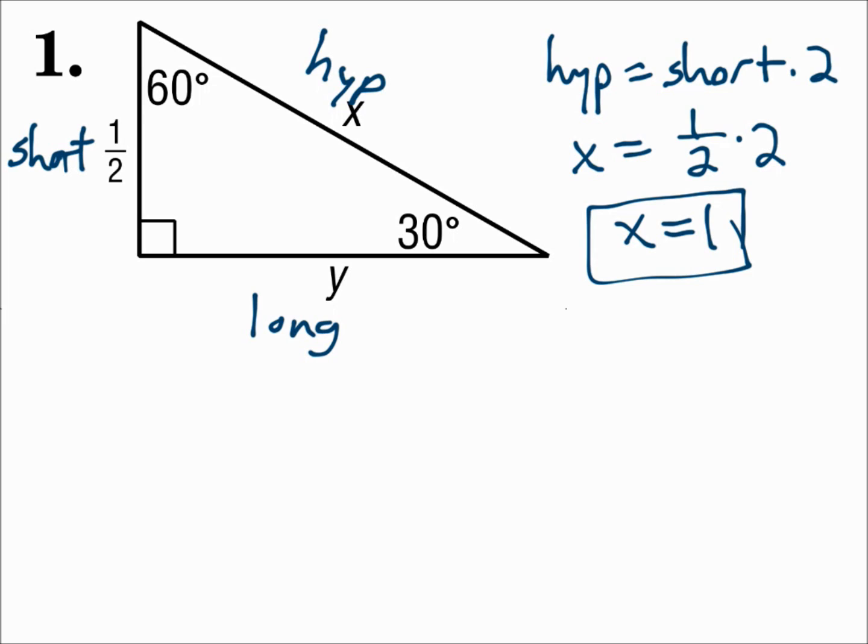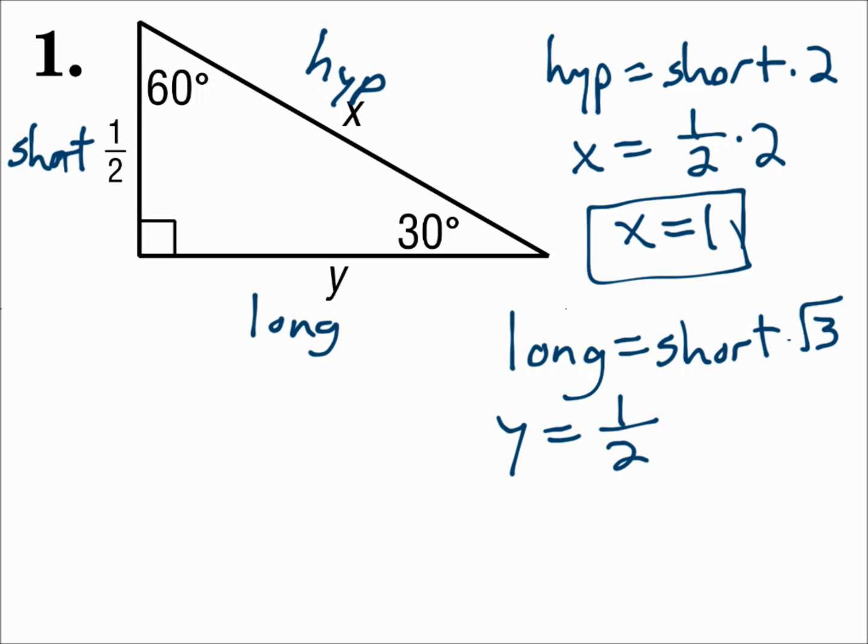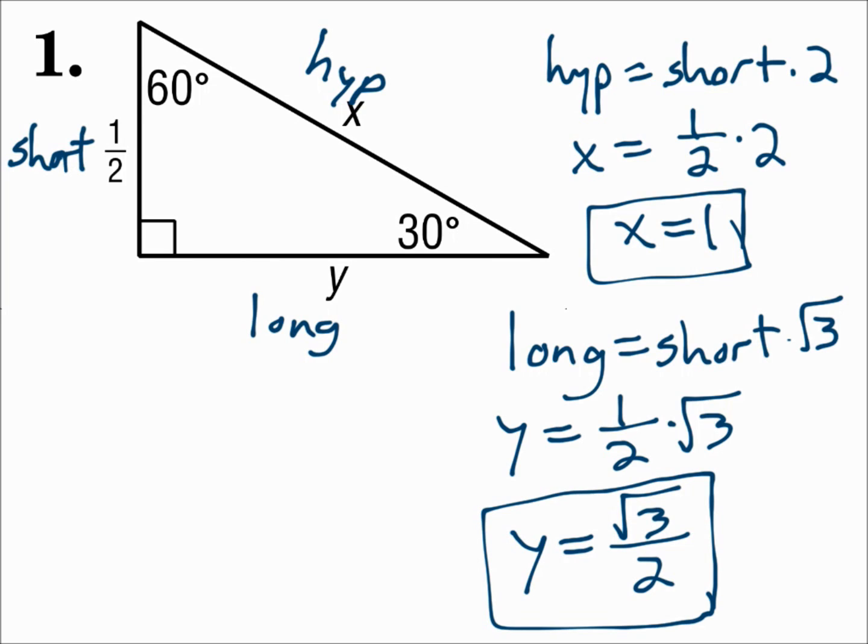Now for y. Y is the long leg. Let's use the long leg equals formula. Long equals short times the square root of 3. Substitute the values. Long is y, short is 1/2, times the square root of 3. So y equals the square root of 3 over 2. Don't punch the square root of 3 in your calculator. Just leave that in the answer. Hypotenuse equals short times 2, and long equals short times square root of 3.